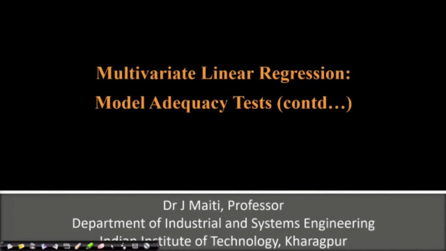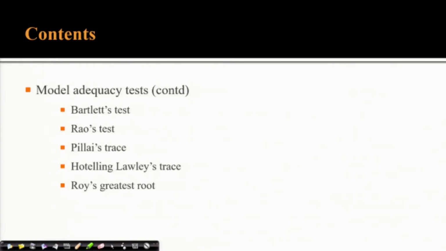Welcome, good morning. Hope you have gone through earlier lectures under multivariate linear regression. Today we will continue with model adequacy tests. Today we discuss several tests like Bartlett test, Rao test, Pillai's trace, Hotelling-Lawless trace and Roy's greatest root.